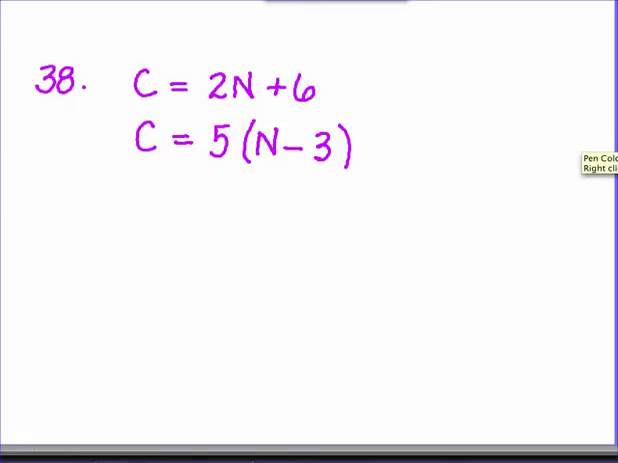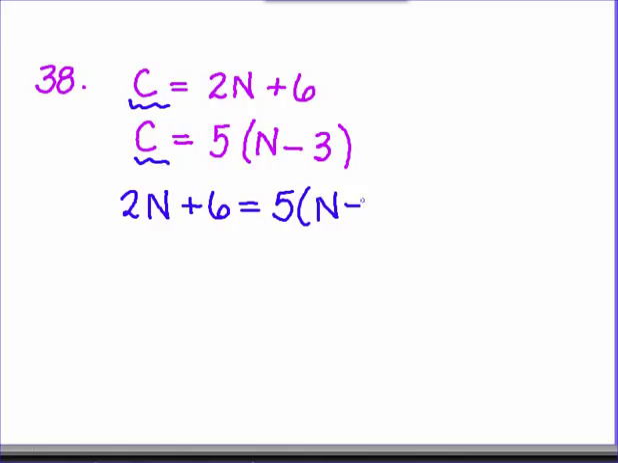So now, how would we go about solving this? Got some ideas? Yep. 2n plus 6 equals 5 times n minus 3. Notice that each of these equals C, correct? So this is one of those things where I could say that 2n plus 6 has to equal 5 times n minus 3.